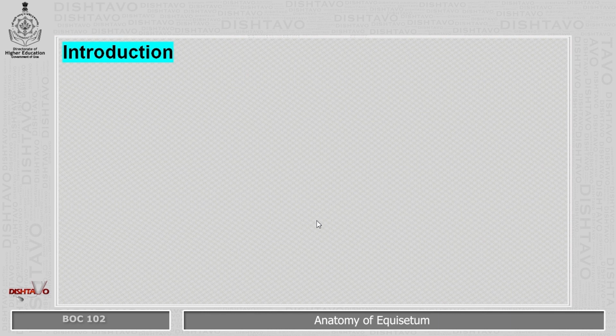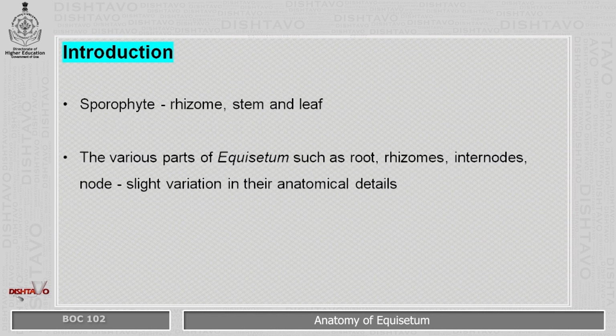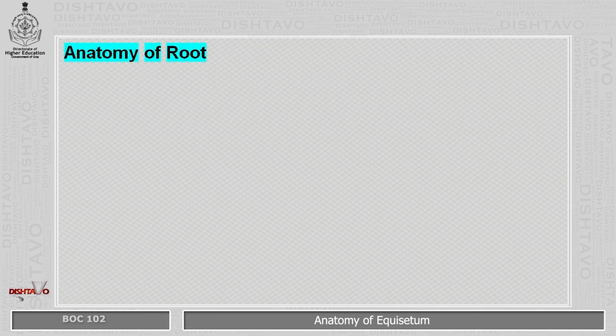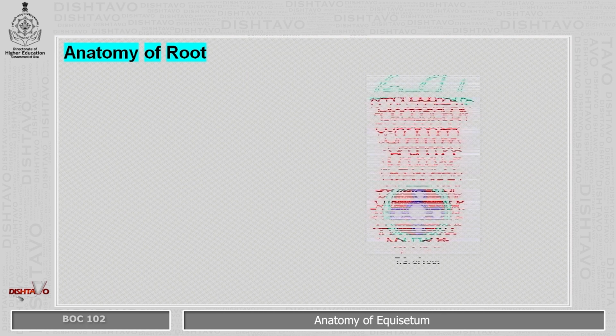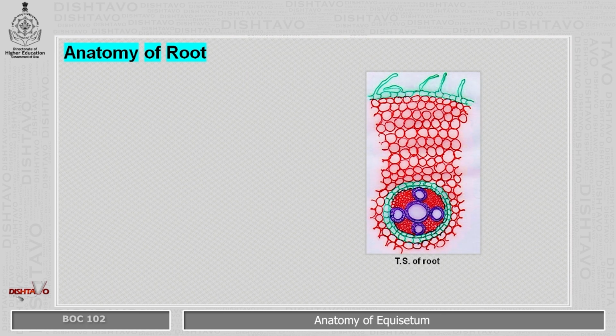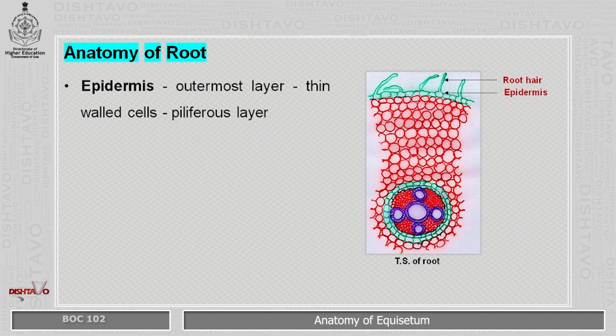The plant body consists of three main parts: rhizome, stem, and leaves. The various parts of sporophytes such as root, rhizomes, internodes, node show slight variation in their anatomical details. A transverse section of the root shows an epidermis, cortex, and stele. Epidermis is an outermost layer made up of thin-walled cells, also called the piliferous layer. It bears root hairs in the root hair zone.